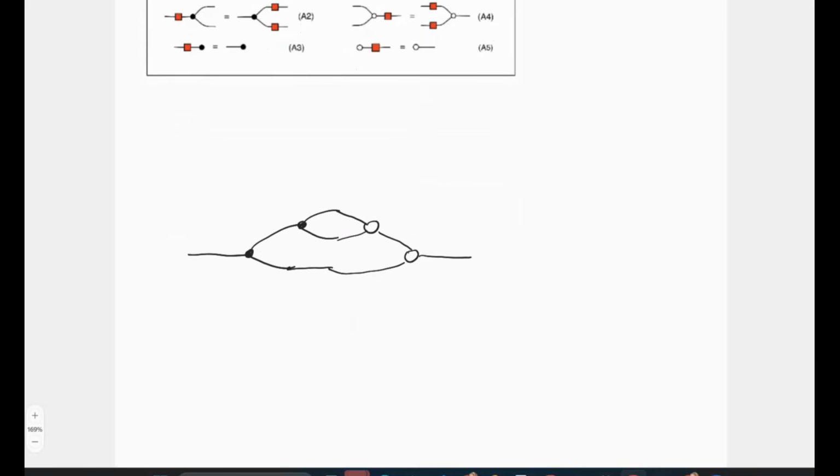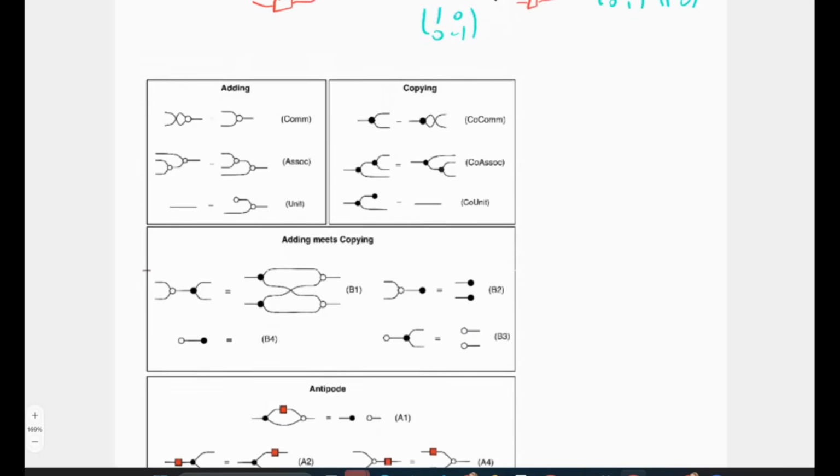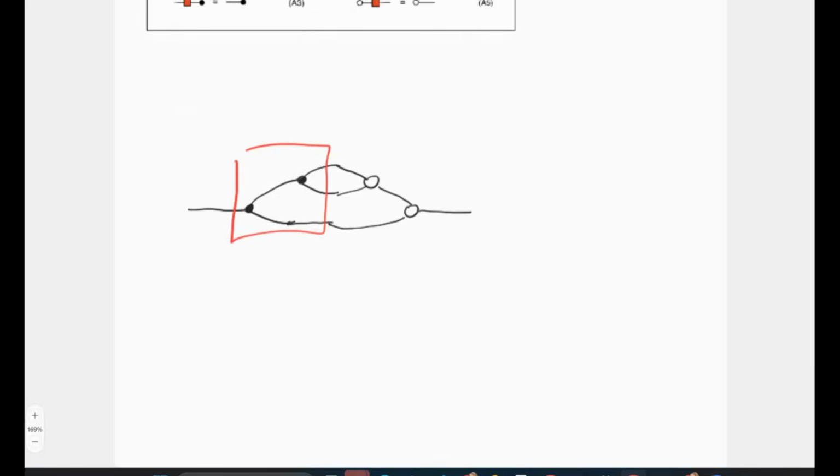Now, the thing is, we can take this picture and we can apply an associativity equation. We can apply this equation here to rewrite at that point.